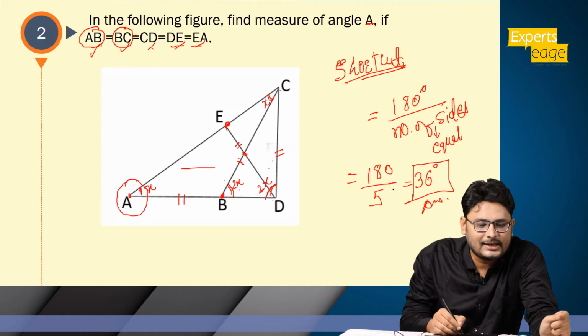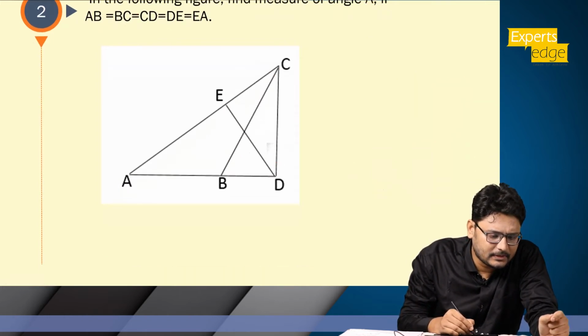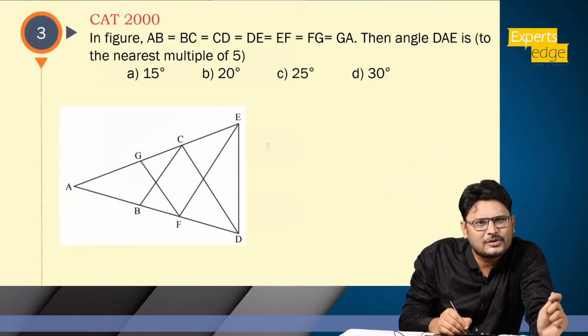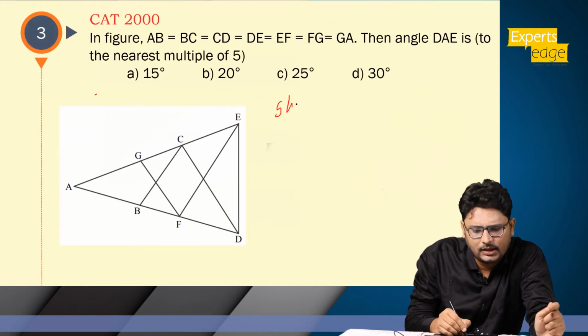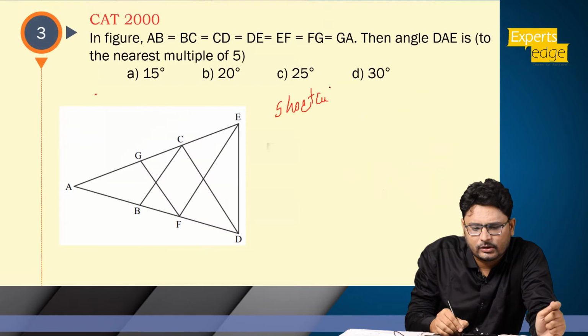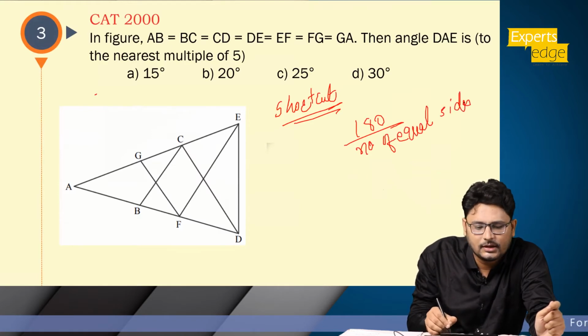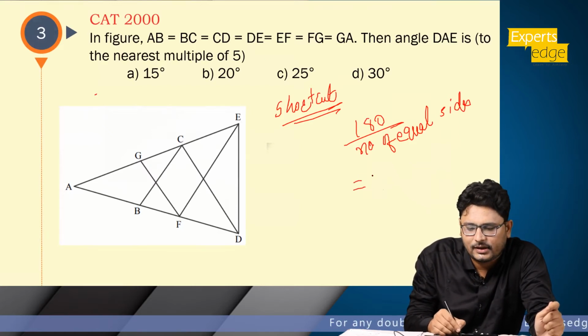Okay. Now let's solve the same question which came in CAT earlier. If you see this CAT 2000 question, can we solve it first by the shortcut? What was the shortcut? Just let's try it. Do you remember? Let's see the general method again too. What was in the shortcut? 180 divided by the number of equal sides. What are the equal sides in this? How many sides are there? 1, 2, 3, 4, 5, 6, 7. So it should be 180 by 7, right?